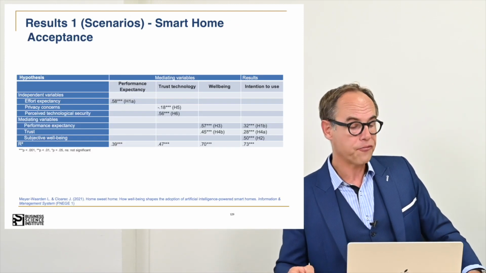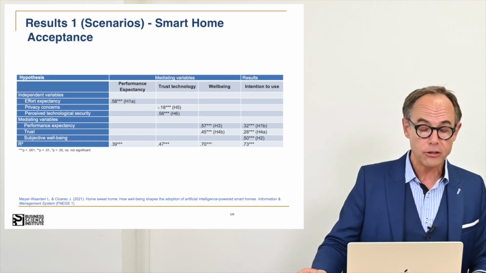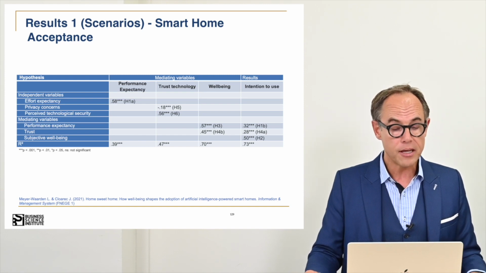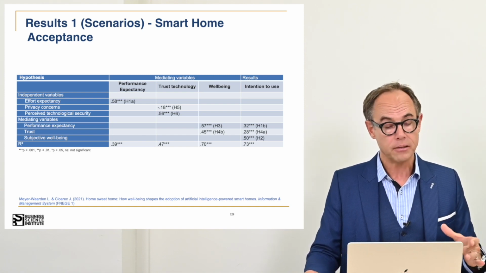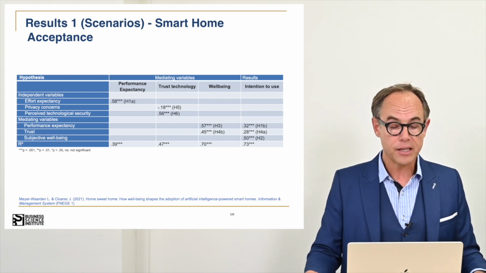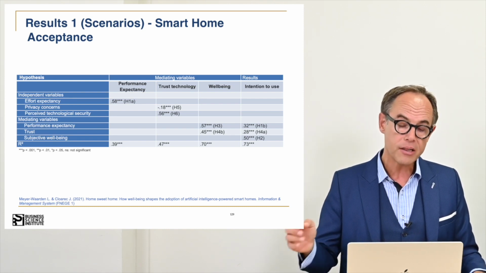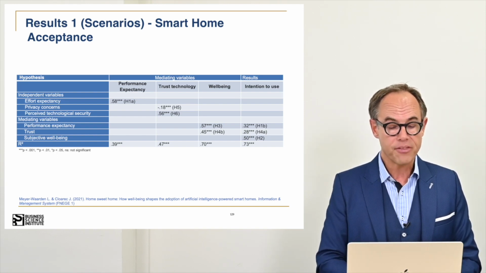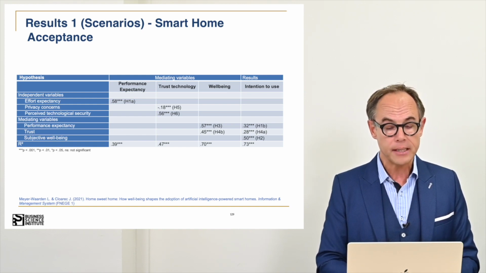Here is the scenario-based smart home study. We can see here again, in line with all our hypotheses, that effort expectancy impacts performance expectancy positively and highly significantly, at 0.58. We can see that well-being impacts intention to use positively and significantly. We can see in line with hypothesis 3 that performance expectancy positively impacts well-being.